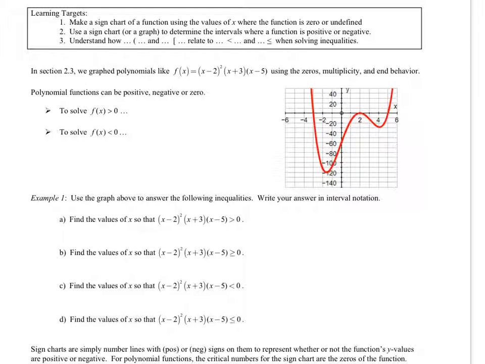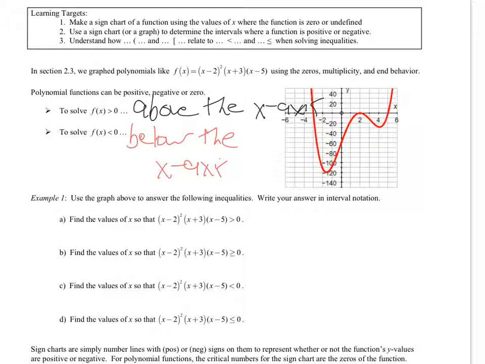And so just a quick little review, what do we mean by that? If we're going to say in that first arrow there, where is the function greater than 0, we're looking for where the graph is above the x-axis. And so we're looking for the x values where that occurs. And if we were to say where is f of x less than 0, well then we're saying where is it below the x-axis.